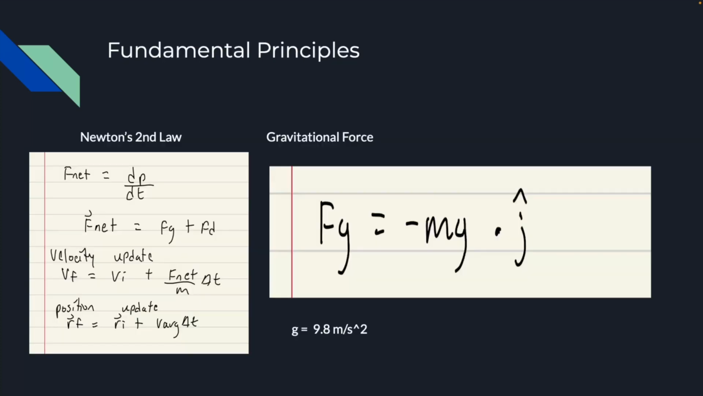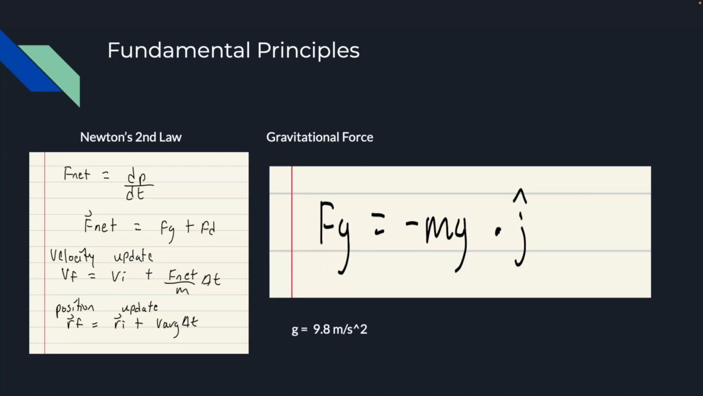The three fundamental principles are Newton's second law, gravitational force, and drag. Newton's second law describes the relationship between the force acting on the object and the resultant motion of the object. It is used to find the net force of the object, and then the momentum principle will be used to derive the velocity update and the position update formulas. These equations will be used to calculate the position in the computational model later.